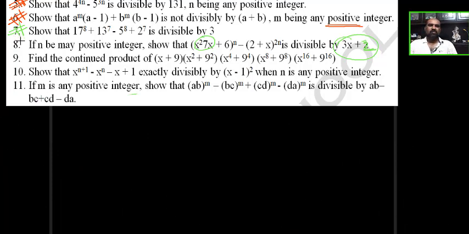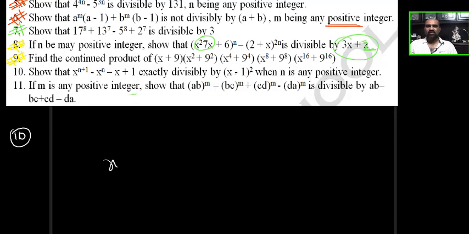Student, problem number 8 completed. Problem 9 also completed. Now I want to explain problem number 10. Show that x^(n+1) - x^n - x + 1 is exactly divisible by (x - 1)^2, n being any positive integer.